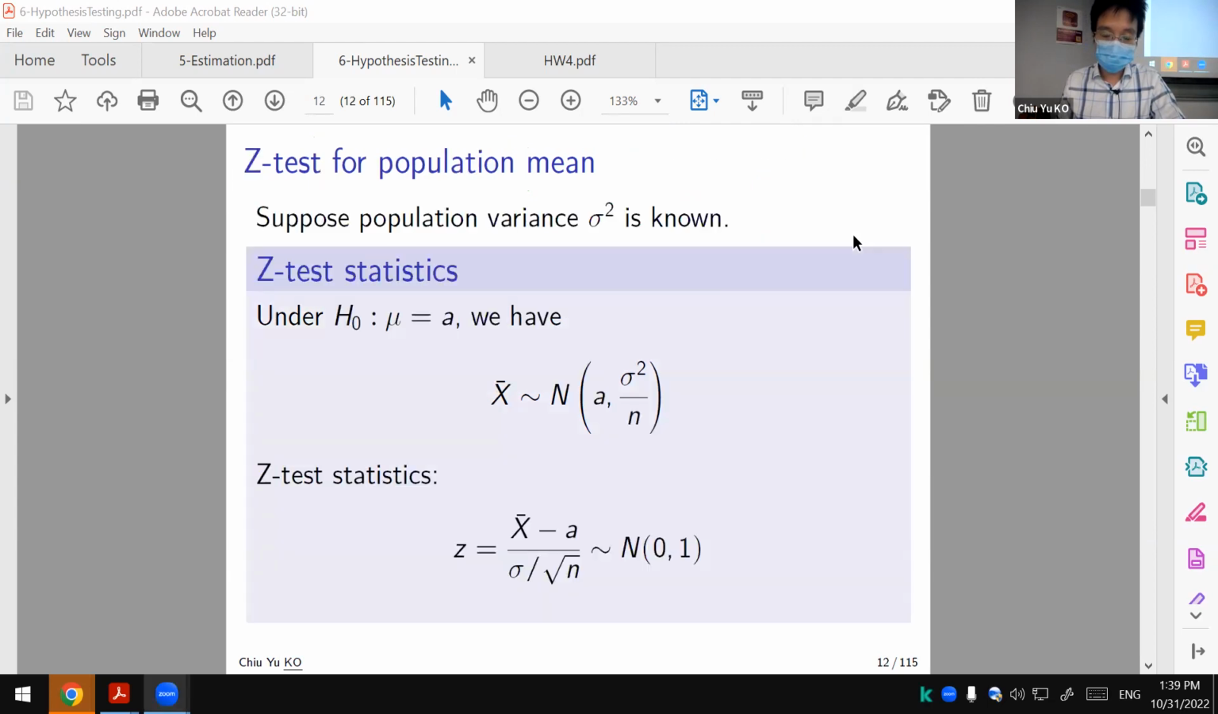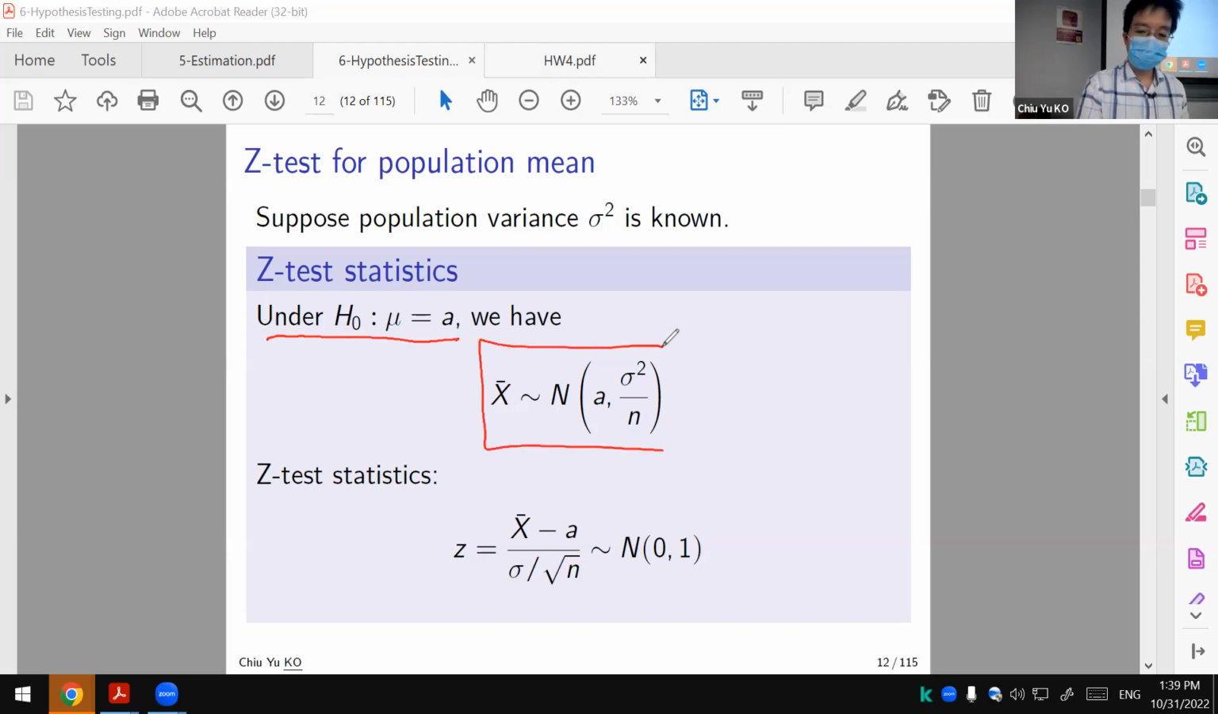Let's actually look at this, the purple one. So the rule is the following. What we are going to do is, this is our null hypothesis. And we know this would happen. And A is here.